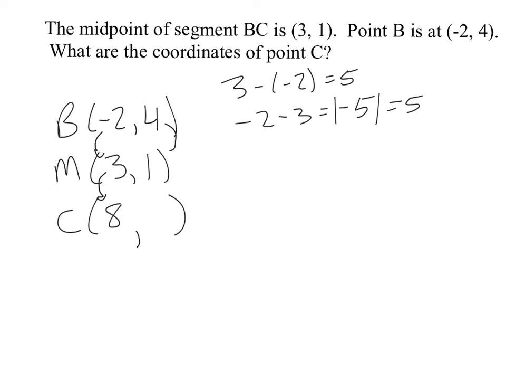Now here we're going from 4 to 1, so it's a difference of 3, dropped 3, so we're going to have to drop 3 again to get this coordinate, which is -2. So this is the other coordinate, point C.